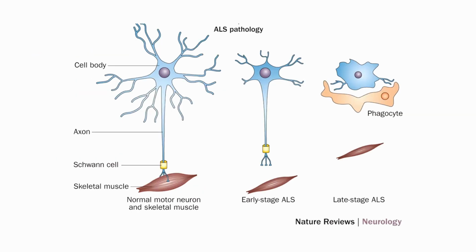So again, you can see how the nerve is just pulling away. And in late stage, there's no nerve there at all, totally atrophied and went away. So that's what ALS is.